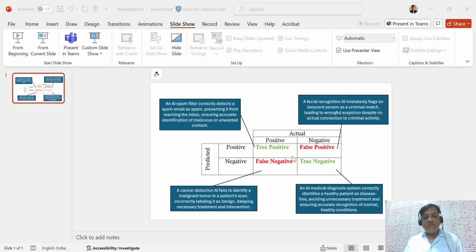Now the problem is false positive and false negative. The false positive is wrong if AI mistakenly flags an innocent person as a criminal, and in false negative, a cancer detection AI fails to detect something which is there. If it says it's not there, then it is giving a false negative.